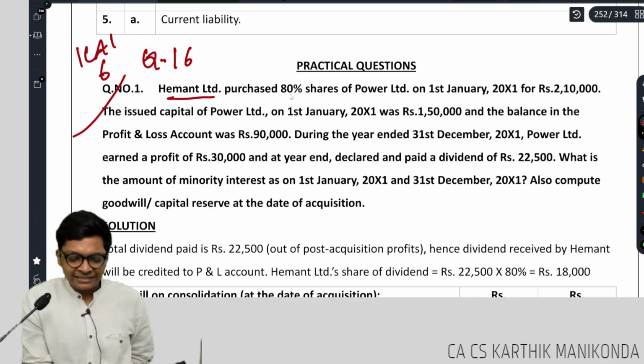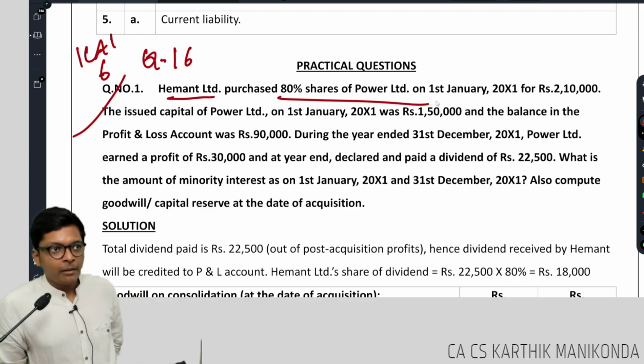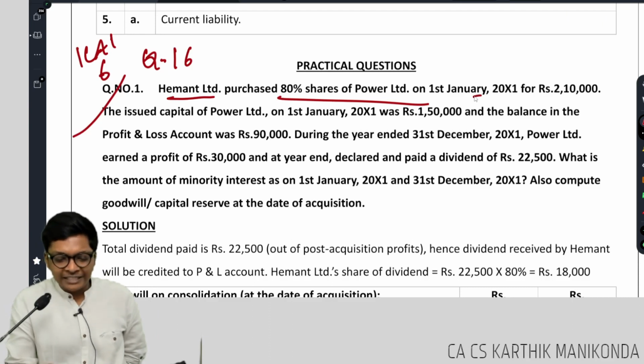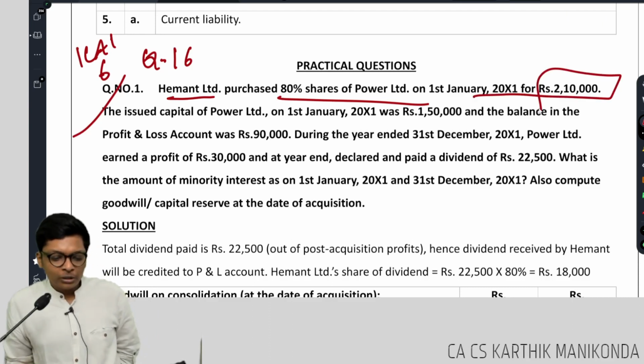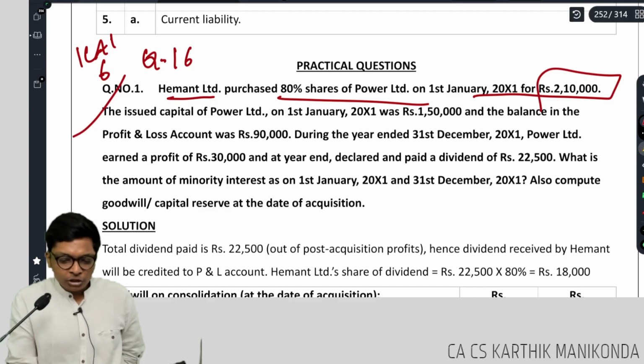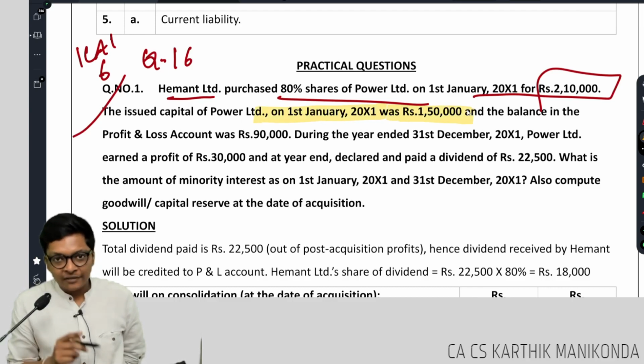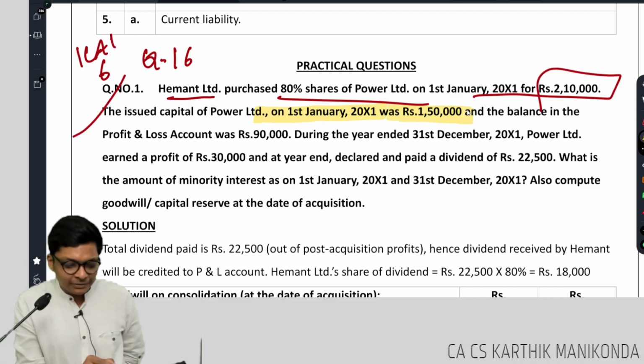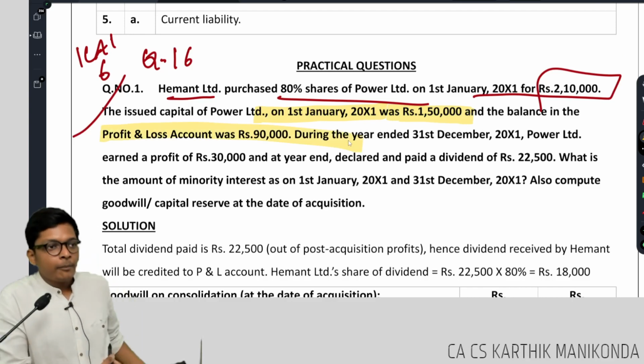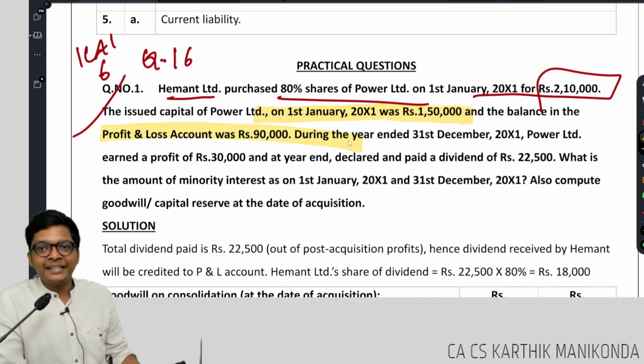Hemant Limited purchased 80% shares in Power Limited on 1st Jan for how much, guys? 2 lakh 10. The issued share capital of Power on 1st Jan is 1 lakh 50. Share capital is 1 lakh 50 and the balance in the profit and loss account is 90,000. What is 90? Pre or post?